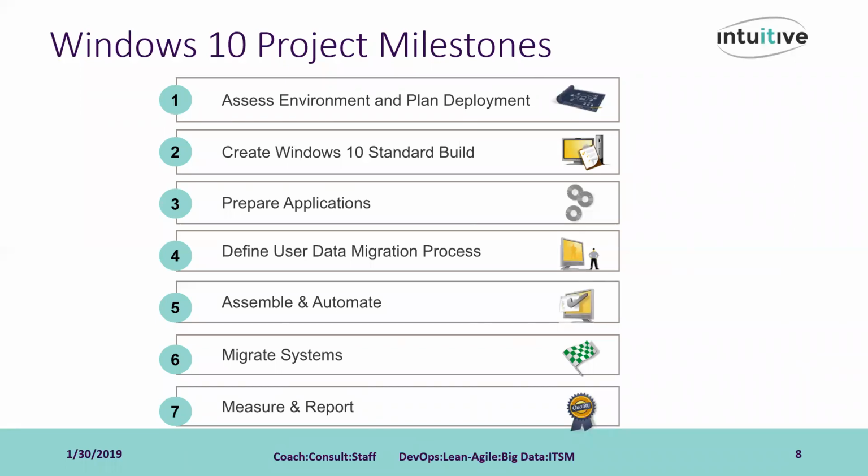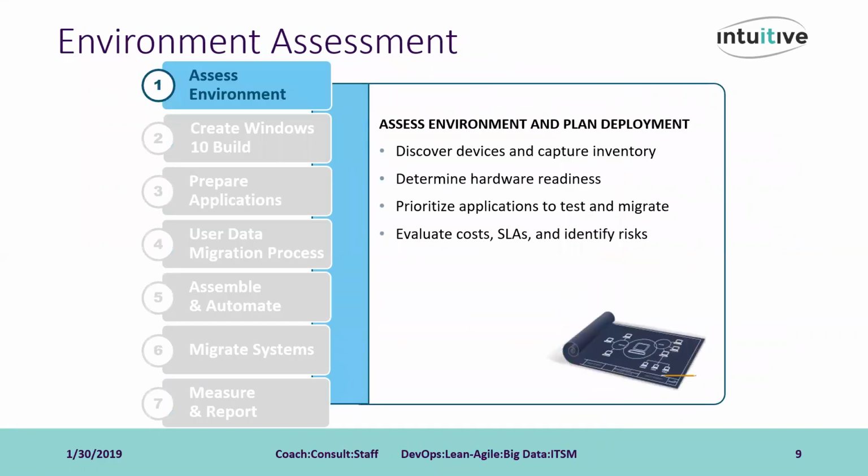So when we approach that Windows 10 migration project, we use that breakdown of those 7 essential steps. And let's take a look at each one of those in a little more depth. So the first one here is our environment assessment. The environment assessment is the first step in the migration.